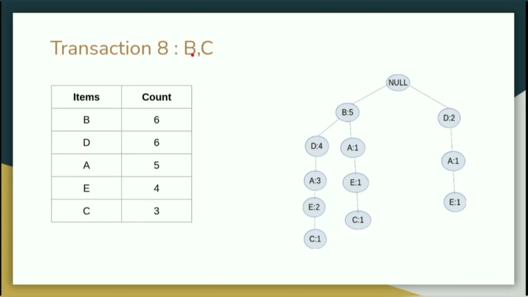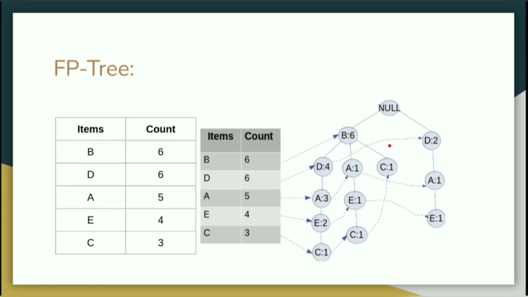Move on to the next transaction, BC. After sorting, we will get B and C. So we check that B is present here as a child of the root node, but C is not present as a child of this B. So we will create one and update the count of B. So it will look something like this, and C has the count 1. So this is our final FP tree.